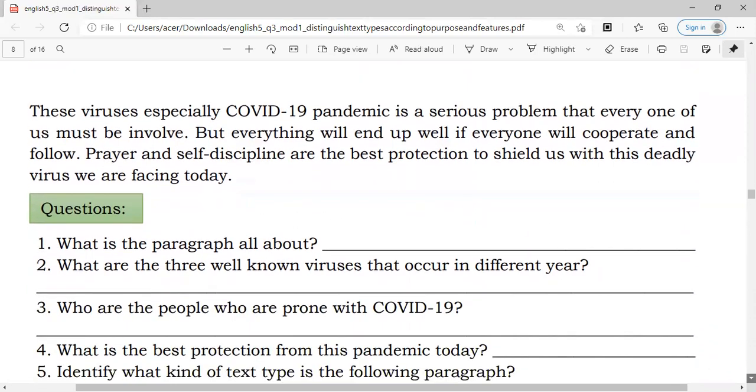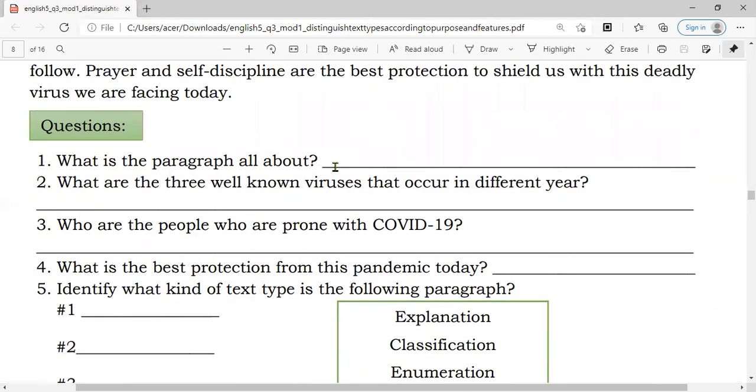So what's the answer for our first question? What is the paragraph all about? It's all about our main subject, our main topic in paragraphs 1 to 4, or in our selection, blank. So you can write down your answers. Later on, after the explanation of each text type, we'll go back to your answers and check, to reflect if your answers are correct. Yes, our paragraph is all about coronavirus or COVID-19, which we are experiencing right now. So I hope your answers are correct for number 1.